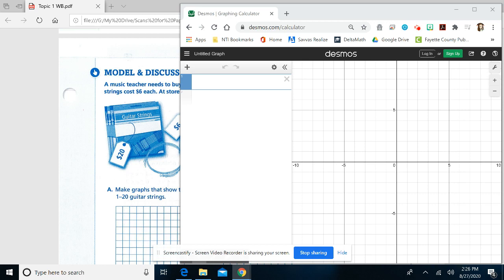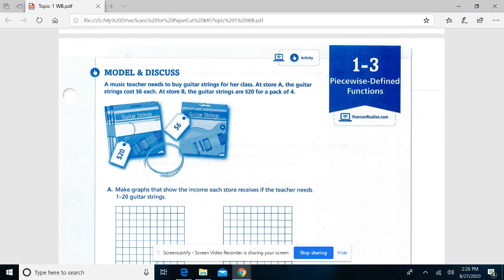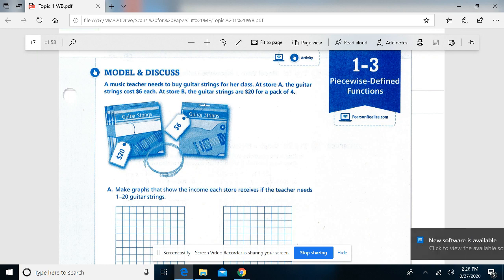Okay, everybody, and welcome back to Advanced Algebra 2. Today, we're going to be talking about something called a piecewise function.